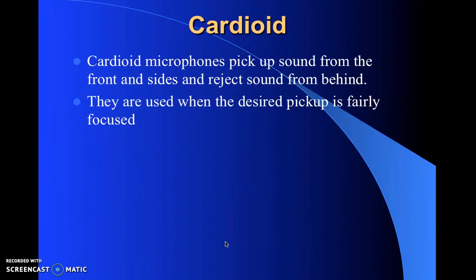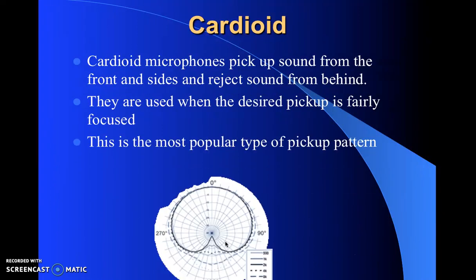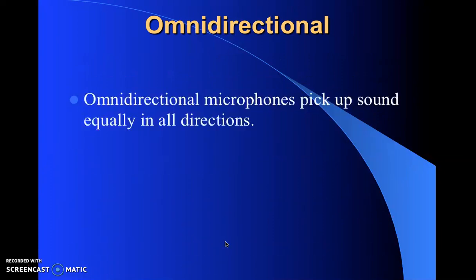So cardioid is probably the most common of the polar patterns. What a cardioid microphone does is it picks up sound from the front and kind of the sides, and rejects it from the rear. So a cardioid microphone is probably going to be most of your dynamic microphones. The reason for that is you want it to pick up the sound that it's pointing at, for instance, your mouth. So the sound from the back is rejected. And if you look at the picture at the bottom there, that pattern looks like a heart, and that's where the term cardioid comes from.